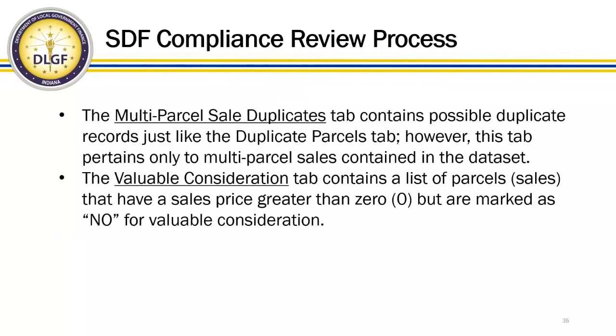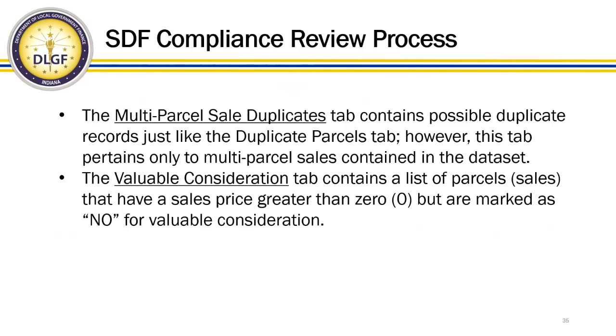On the same token, just like we have a tab for the single parcel sales duplicates, we're going to have a tab on the Issues Workbook for multi-parcel sales duplicates. It's the same concept as the single parcel sales duplicates. The only difference is that the records on this tab would pertain to multi-parcel sales, while the single parcel duplicates tab pertains exclusively to single parcel sales.